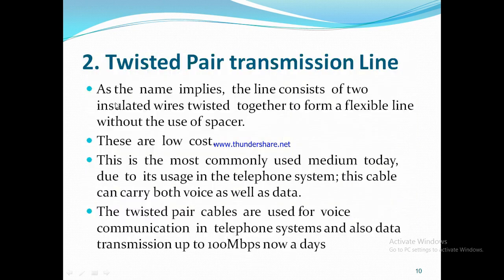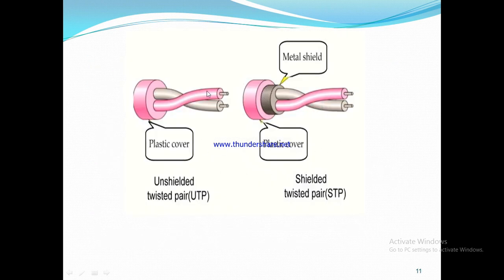Next one is the twisted pair transmission line. As the name says, the line consists of 2 insulated wires twisted together to form a flexible line without the use of a spacer. So here we are not using any spacer. Only 2 twisted wires are used.